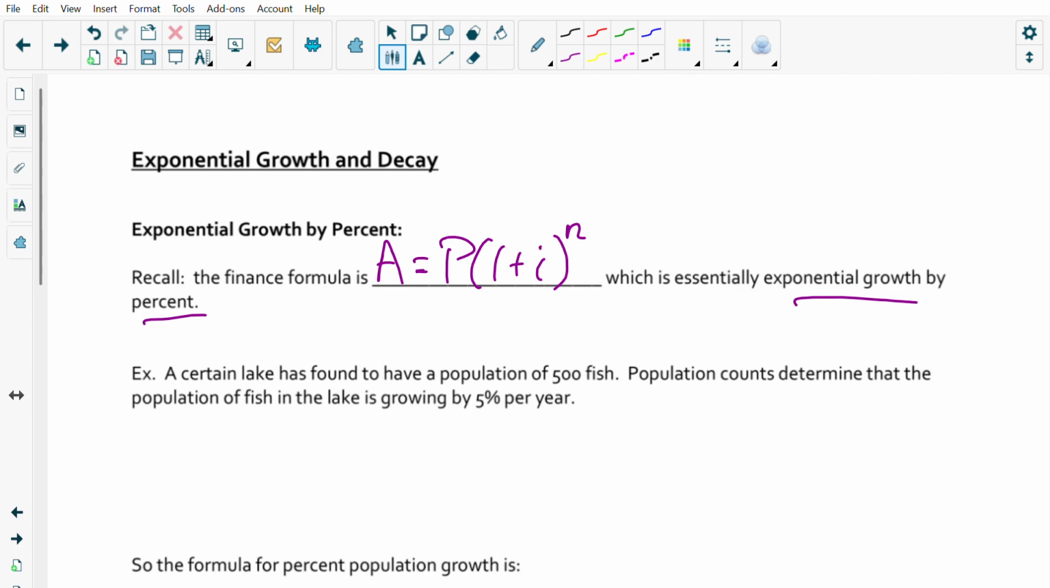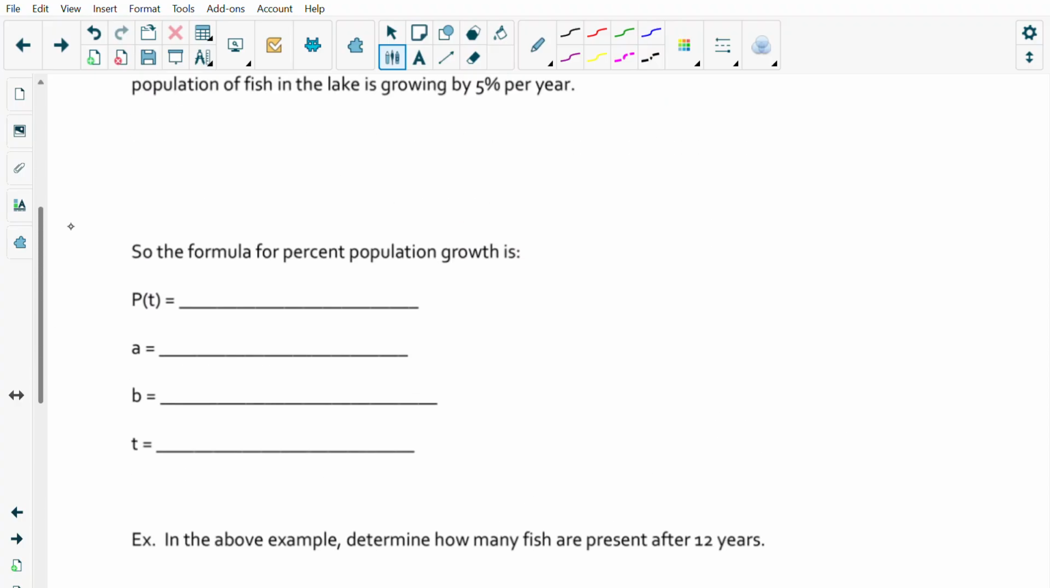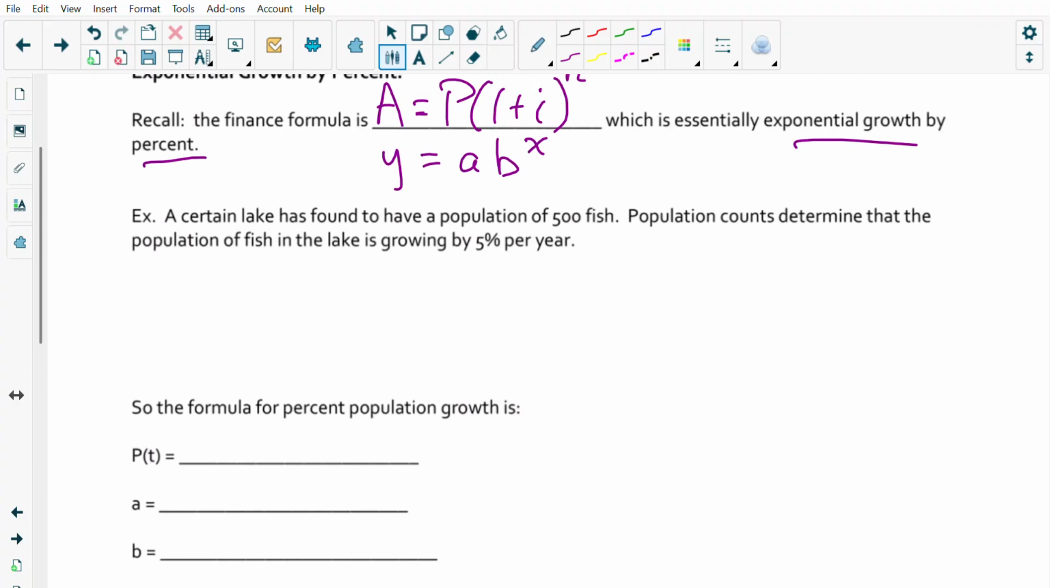Okay, so if we're lining this up to take a look, we can see how it lines up with our generalized form, or generic form, of our exponential function. Well, let's take a look at an example. A certain lake was found to have a population of 500 fish. The population counts determine that the population of fish in the lake is growing by 5% per year.